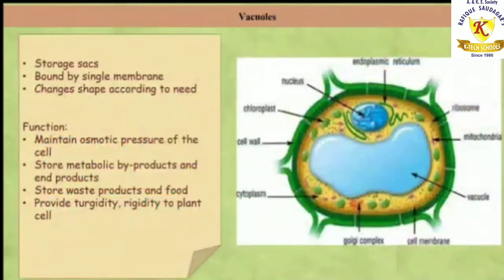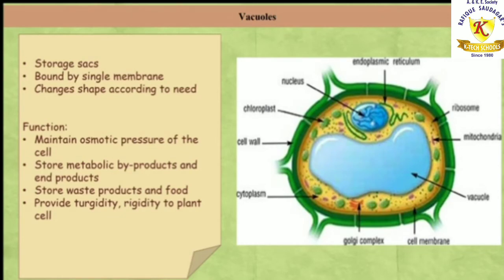The next we have is vacuoles. Vacuoles are the storage sacs for solid or liquid contents. They don't have any typical shape or size. The structure of the vacuole changes according to the need of the cell. Vacuole is bound by a single membrane.